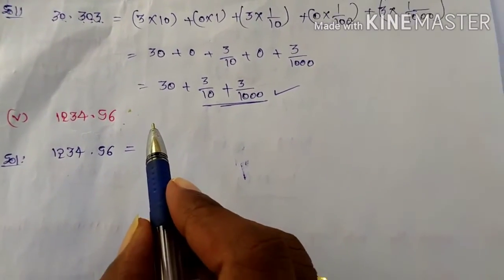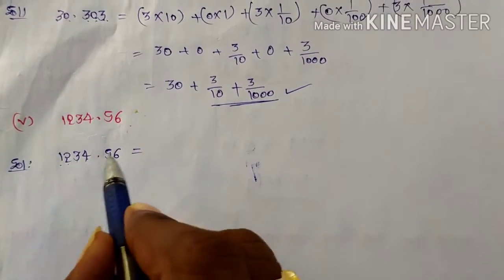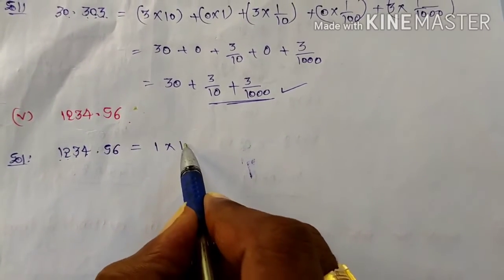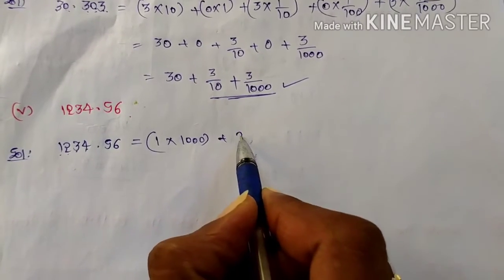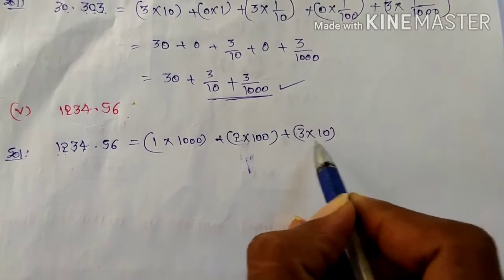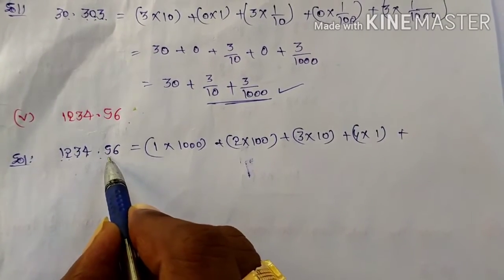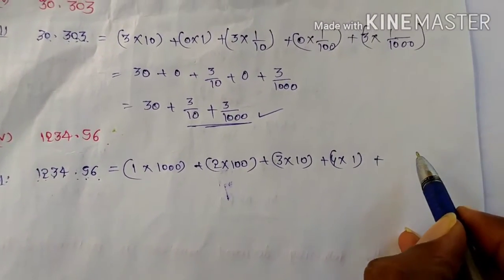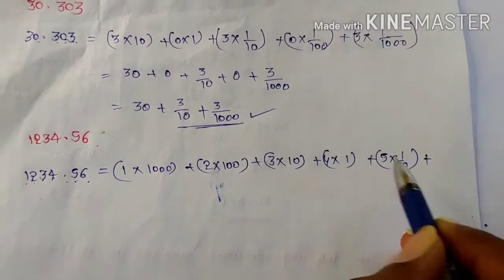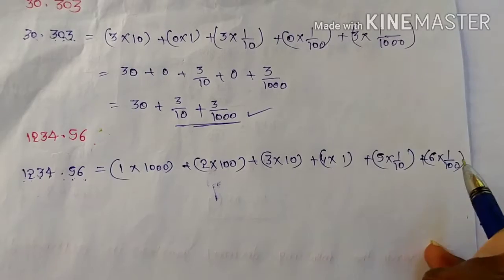1234.56. See here 1234.56, units, tens, hundreds, thousands, so that you can multiply 1 into 1000, 2 into 100, 3 into 10, 4 into 1. See I am writing 1 into 1000 plus 2 into 100 plus 3 into 10 plus 4 into 1 plus, you can see 0.56 means it is at tenth place and hundredth place, that means you can write here 5 into 1 by 10 plus 6 into 1 by 100.